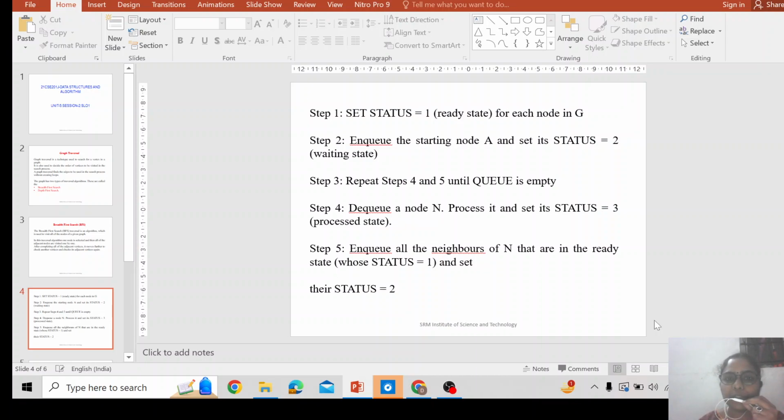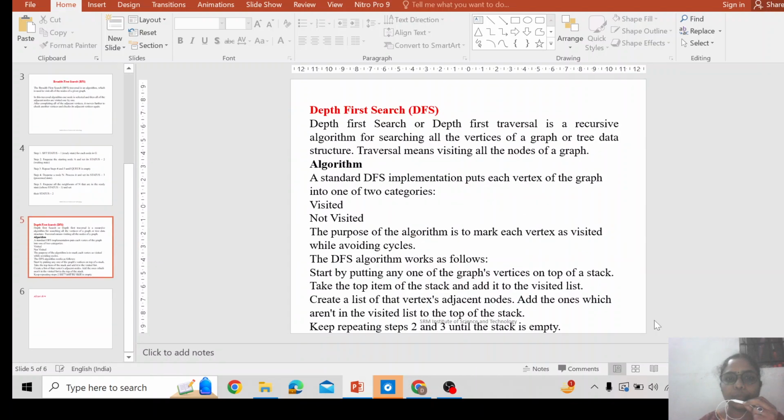So here the enqueue strategy is followed for the node A and its status is set to 2. For example, repeat steps 4 and 5 until the queue is empty. Then we will be using the dequeue operation. Dequeue is nothing but deleting an element from the queue. This process will continue until all the nodes are taken away from the queue. Enqueue all the neighbors which are in the ready status. So already we marked the ready status as 1. If it is over, then it will be set to 2.